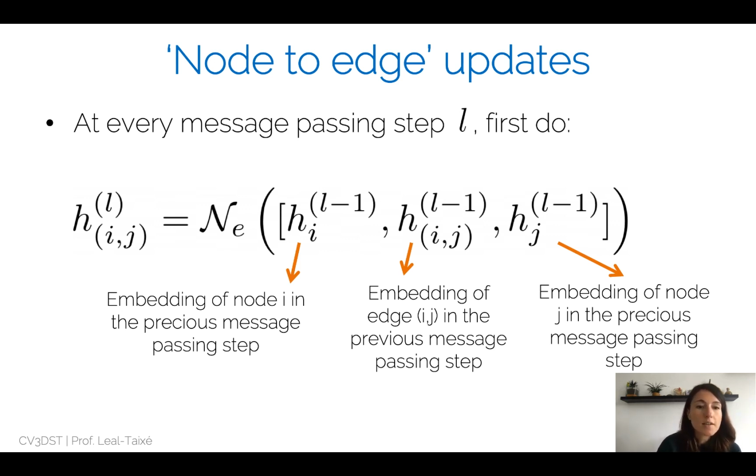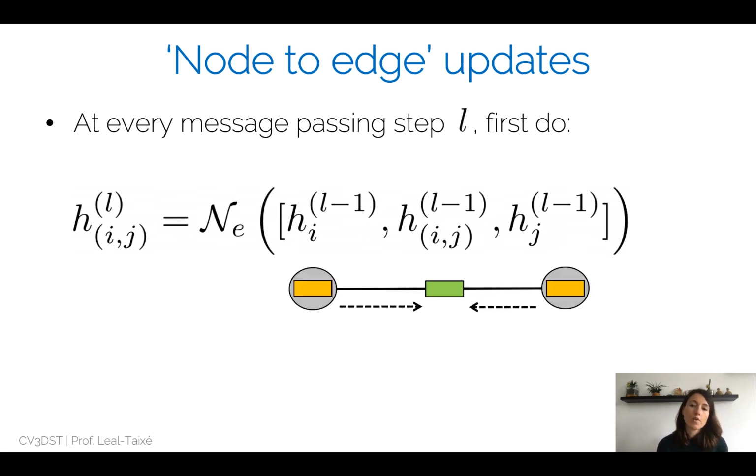So essentially, for an edge ij, which is connected to node i and node j, what is going to happen is it's going to look at its own past embedding, the embedding of the neighboring node, and the embedding of the other neighboring node. And it's going to gather all this information and pass it through a learnable function, which again can take any shape.